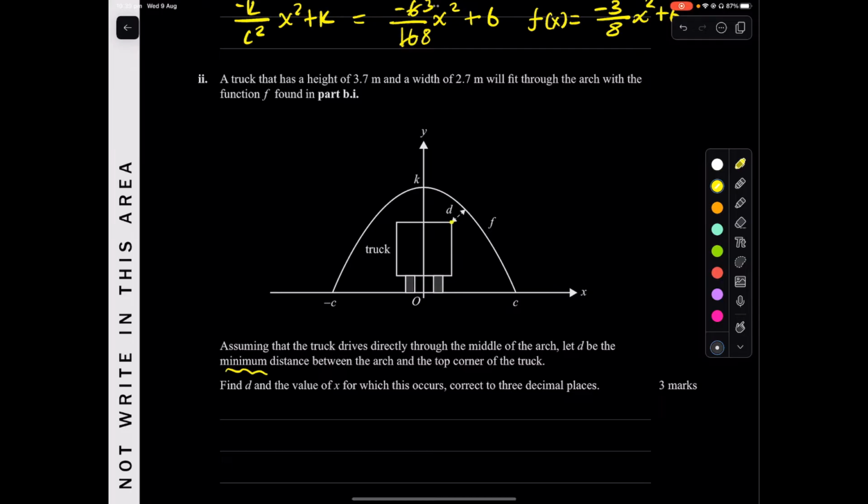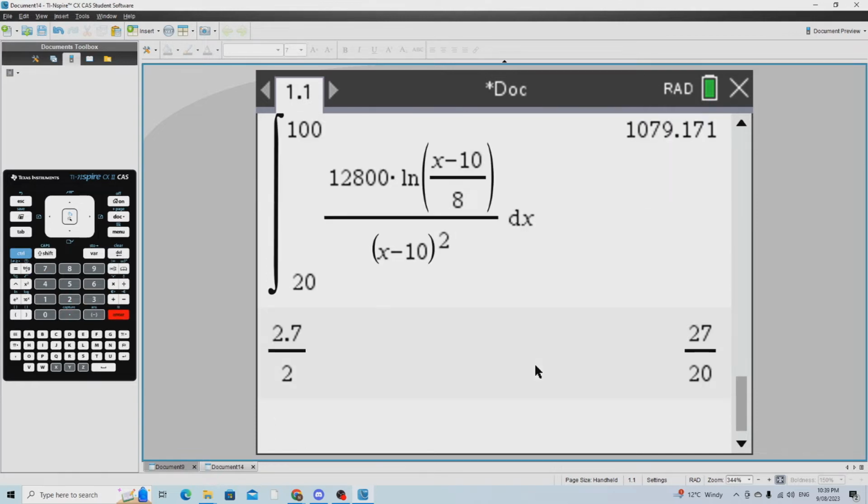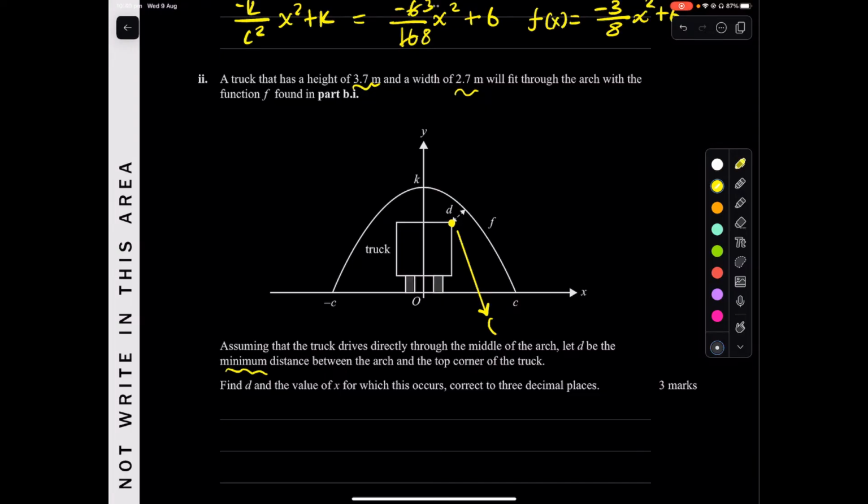Okay, so this point here is what? It says a truck has a height of this. So this is its height, and a width of this. So dividing that width, 2.7 divided by 2 is 1.35. So 1.35, 3.7. Okay, now we know this.